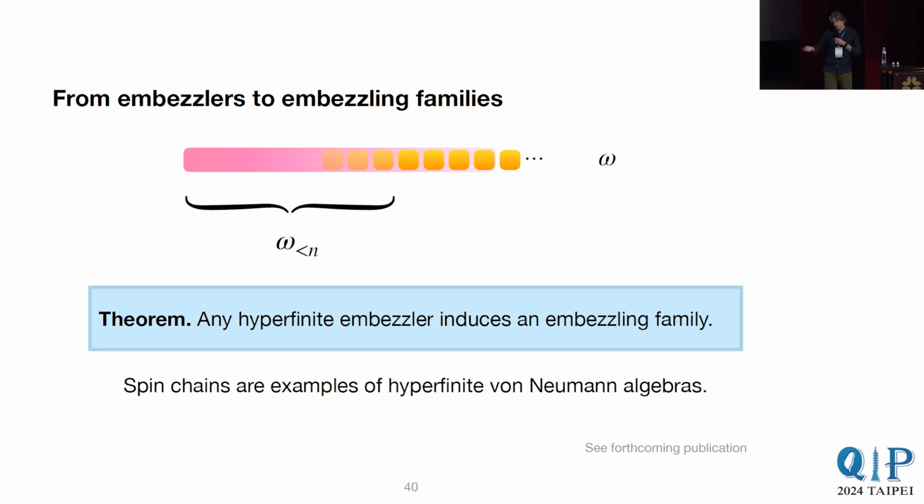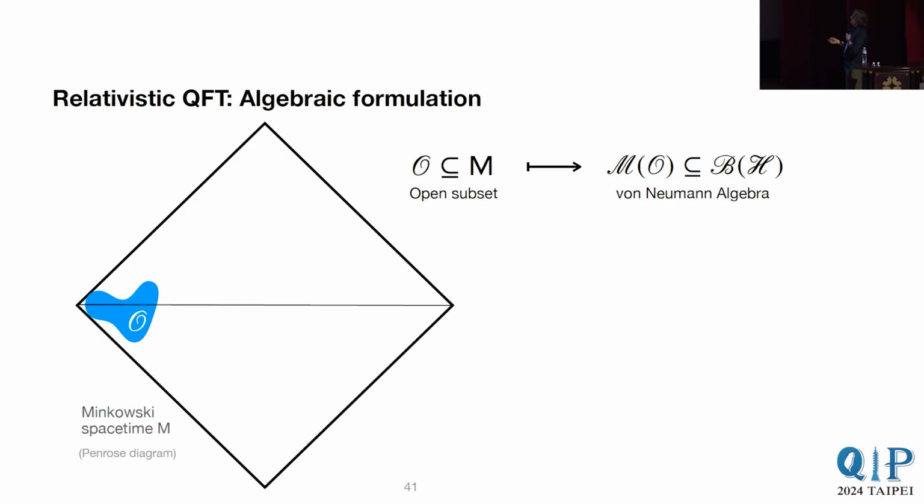But of course, you could wonder, is the converse true? And I will say something about that later on, whether an embezzling family also necessarily gives you an embezzler. But let me now come to answering this third question for you, namely, can these universal embezzlers also appear naturally?